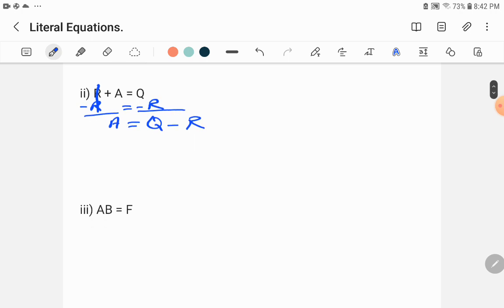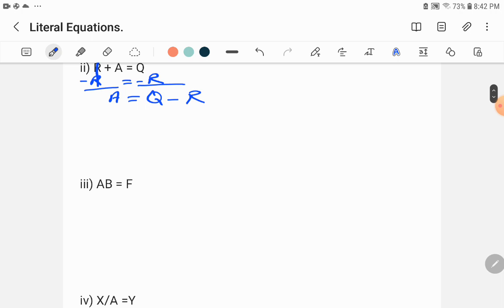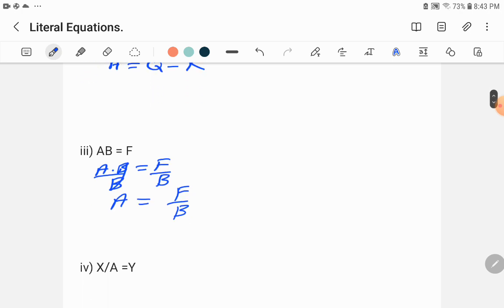Here, we want to solve for a again. Here, a is multiplying against b. So to isolate a, we just divide both sides by b. So that gets rid of the b's here and isolates a. So a is equal to f over b.